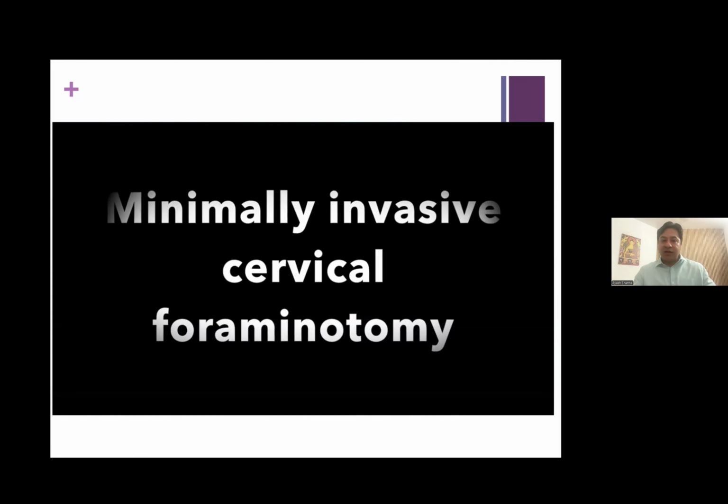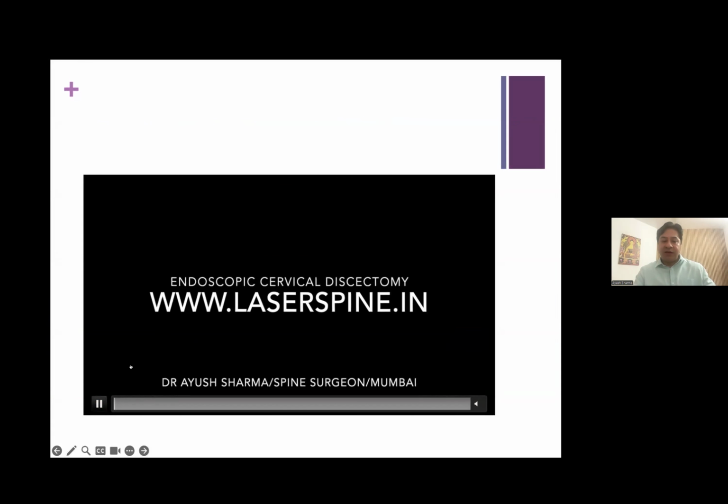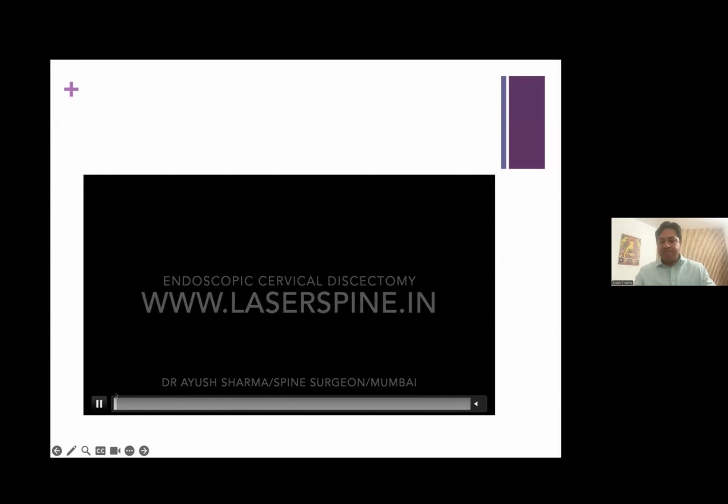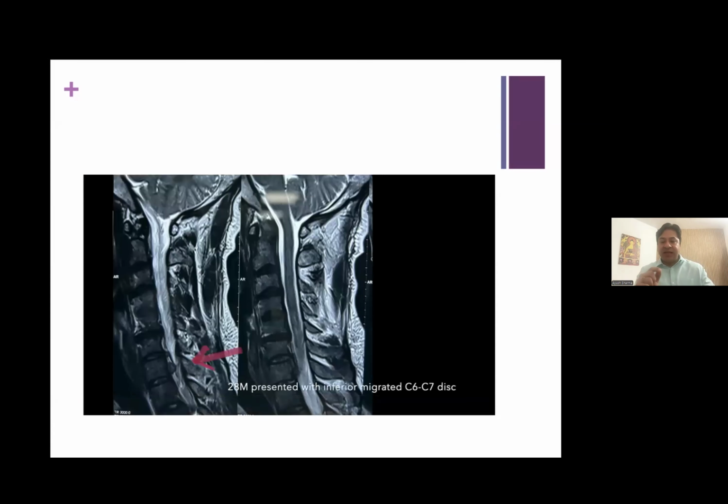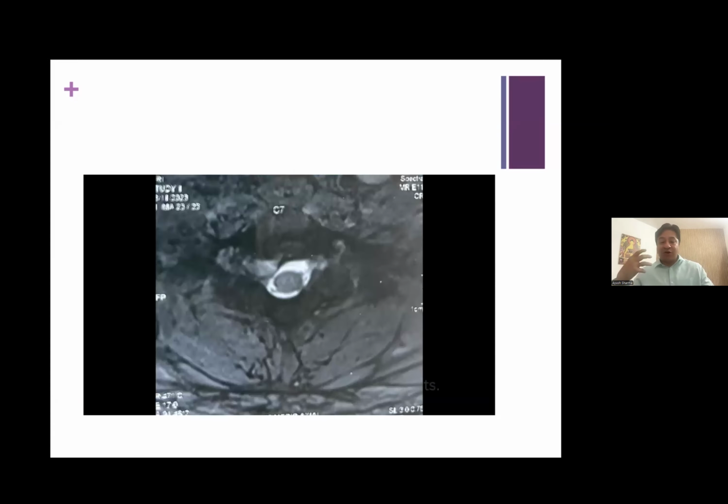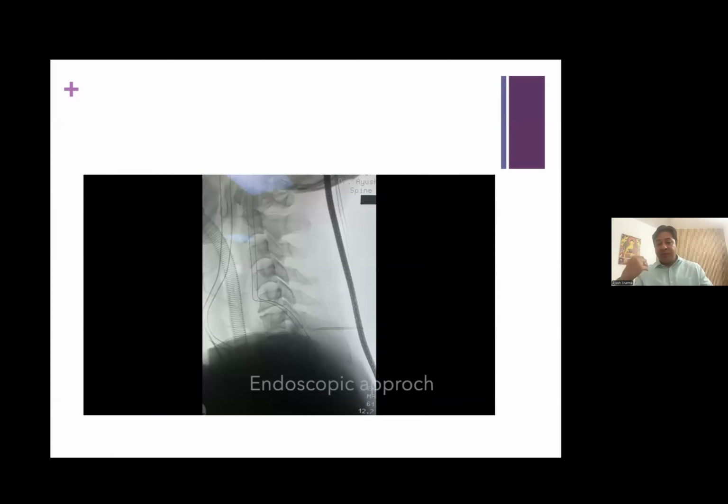So let's look at the other one, which is an endoscopic foraminotomy. The steps remain the same. The principle remains the same. This is a case where you can see there is a C6-7 disc and it has migrated, gone down, and it was causing C8 weakness. And you can see why. The disc is just underneath the pedicle.